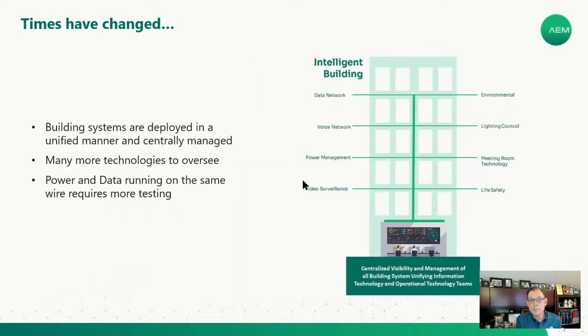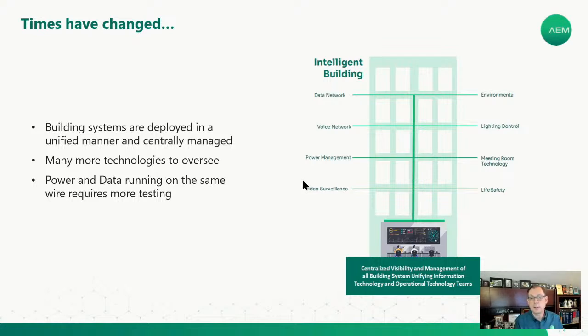So now times have changed and these building systems have come together. The OT and the IT are now kind of a blended system in what we call an intelligent building, where your data, your voice, your power management, video surveillance, your environmental, your lighting controls, all these things are tied in over that same network. They're tied in as part of that IoT system, if you will. And we've got power and data running on the same wires, which means that we're going to require more testing.